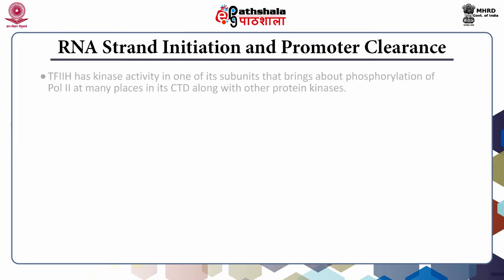Additional functions of transcription factor 2H: it is required during the initiation phase. It has kinase activity in one of its subunits that brings about phosphorylation of polymerase 2 at many places in its C-terminal domain. An additional protein kinase, CDK9, which is a part of the transcription elongation complex P-TEFb, also brings about phosphorylation of the C-terminal domain.